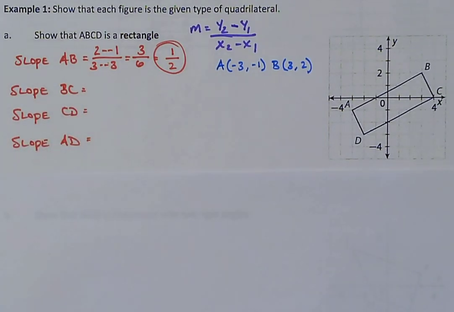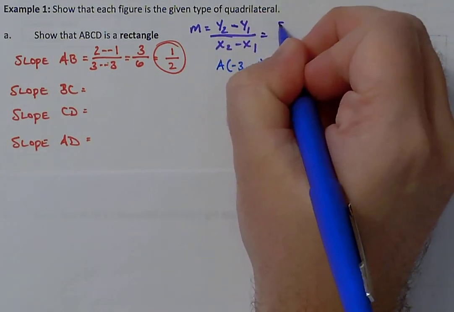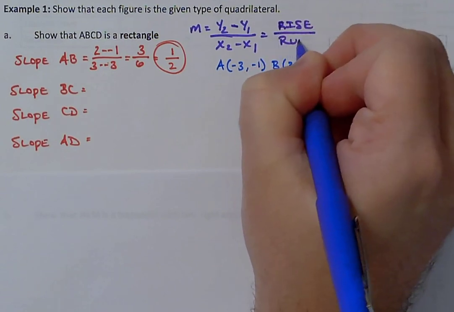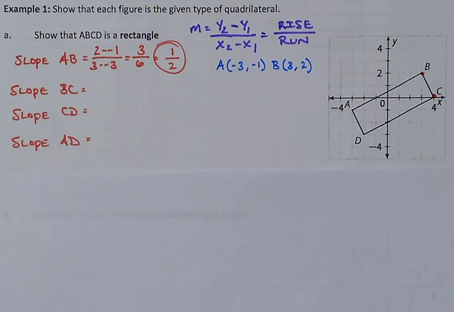Okay, so if we focus on the slope of BC, B is right here, and we have to figure out how much we go up or down, or right or left, because again, slope is considered rise over run. So how much do we go up or down, and then how much do we go right or left? Just as a reminder from yesterday, if we're thinking about rise, if we go up, that's considered positive. If we go down, that's considered negative. If we go to the right, that's positive. If we go to the left, that's negative.